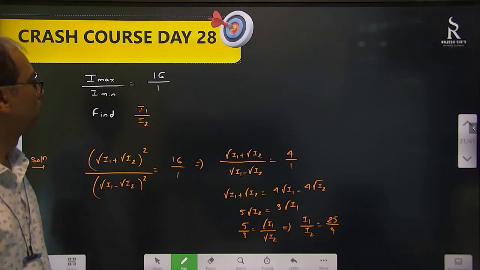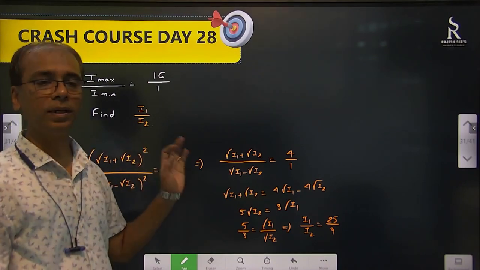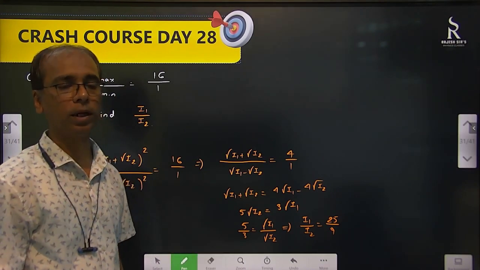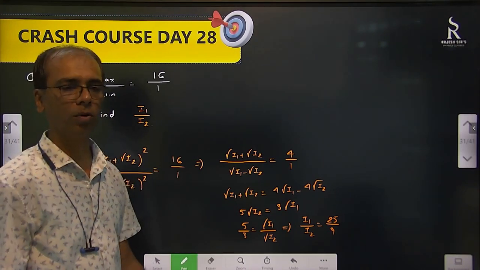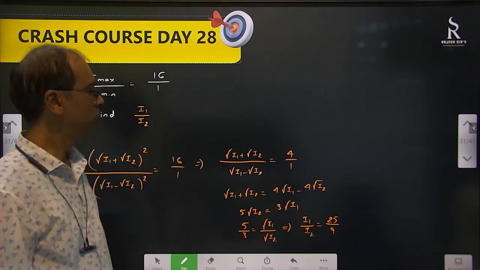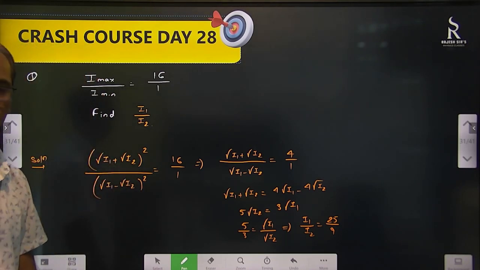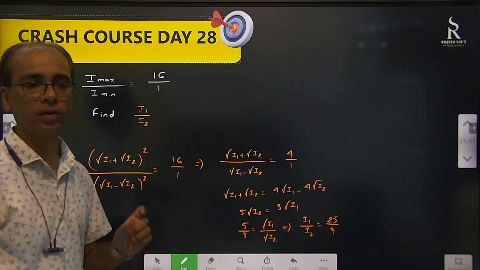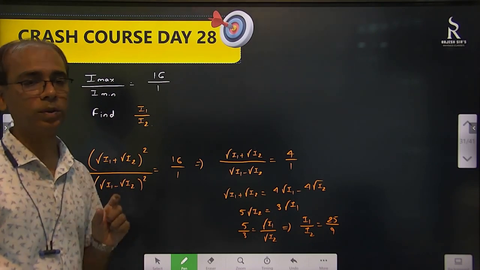So this way there will be questions based on intensity asked directly. Today we are not doing Young's double slit experiment. That you will see tomorrow, and tomorrow we will finish wave optics. So today we are finishing here. Ray optics we have finished, and from wave optics also, the part from where at least one question will be asked, that we have covered.